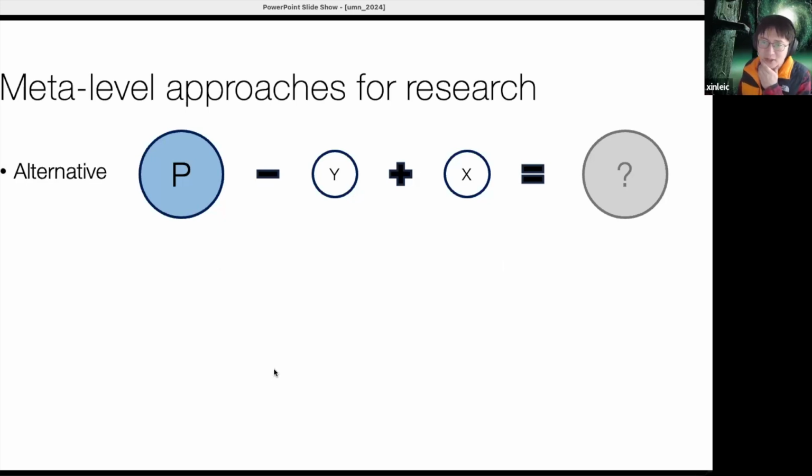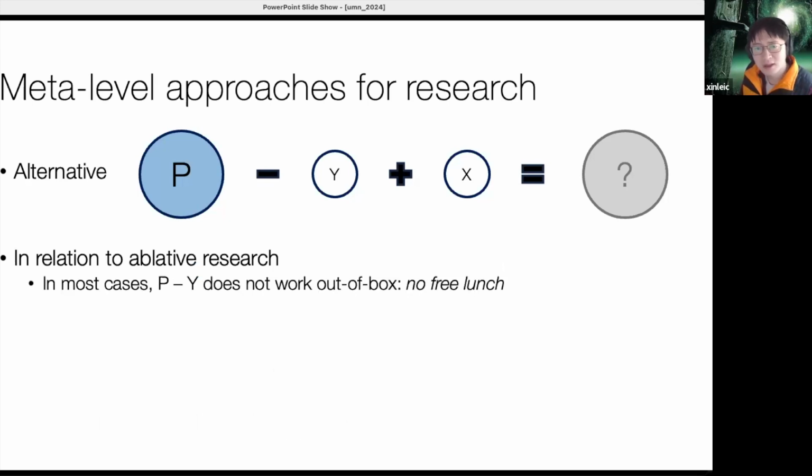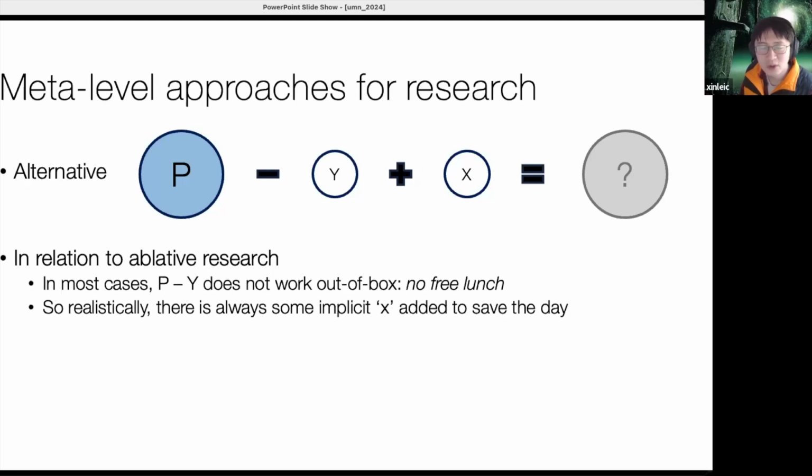I want to talk about alternative research because I want to make the connection to ablative research. Because there's no free lunch. Well, most of the time, there's no free lunch. Maybe in graduate school there is. But it means that if you remove something in the component, it will most likely not work out of the box. So realistically, there's always some implicit X that comes to rescue, comes to save the day.